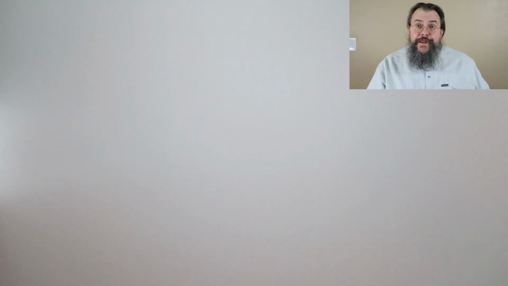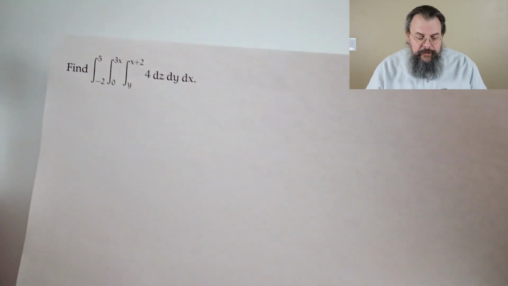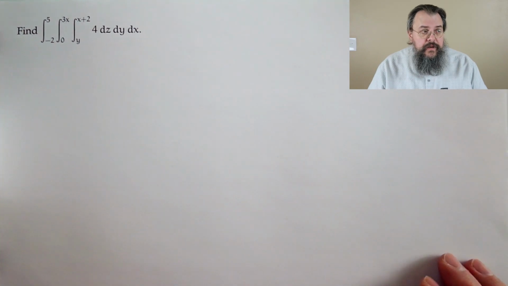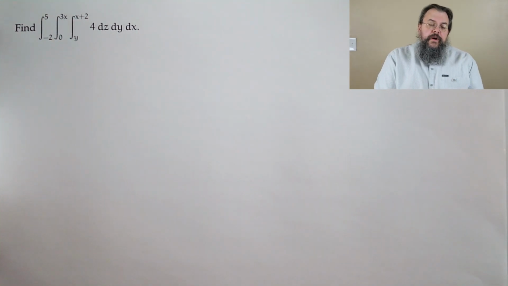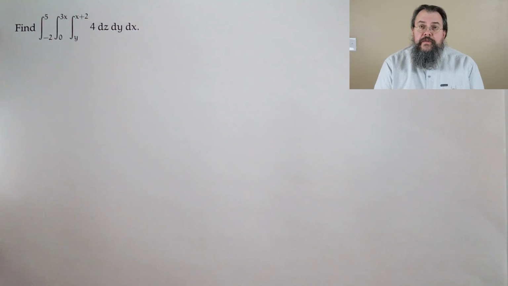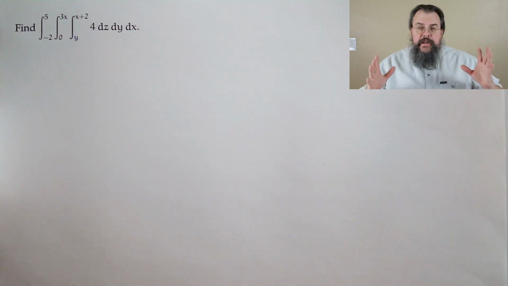Well, that was a nice warm-up. Now that we're getting warm, let's try something else. Suppose we have the following integral. We're going from -2 to 5, 0 to 3x, y to x plus 2 of 4 dz dy dx. And here, it just says find it.